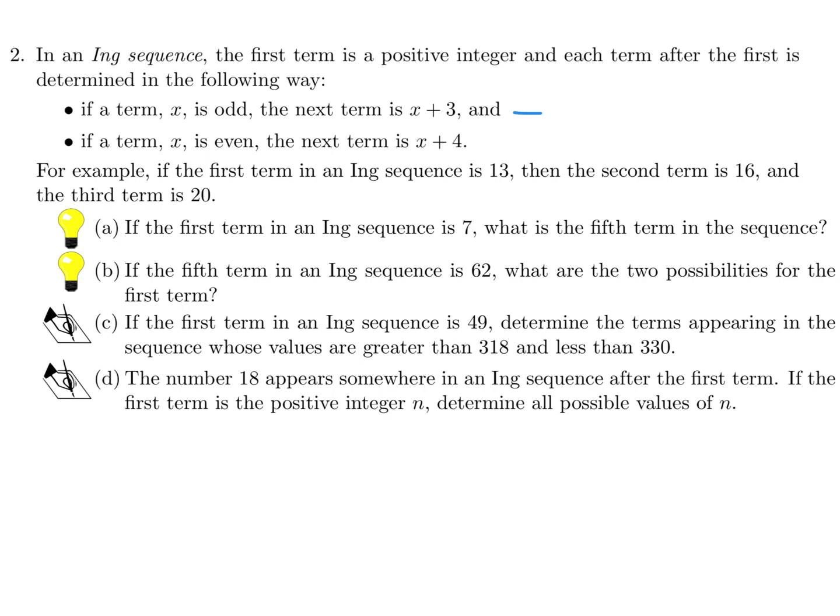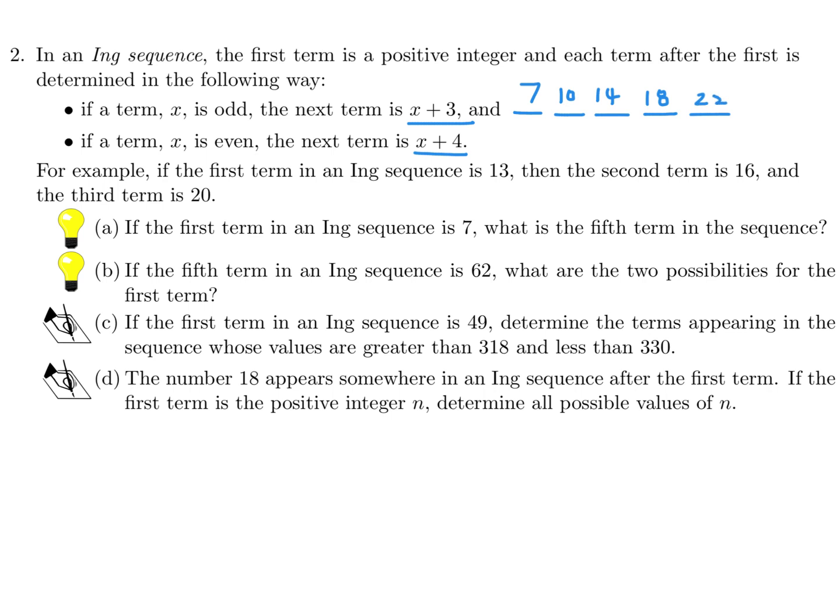All right, so 1, 2, 3, 4, 5. So the first term is 7. Now 7 is odd, so the next term will be x plus 3, so that would be 10. 10 is even, so the next term will be that plus 4, so that's 14. That's even, so 18, and that's even, so 22. So 22 is the fifth term.